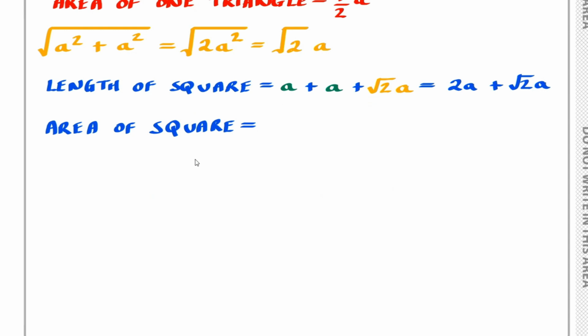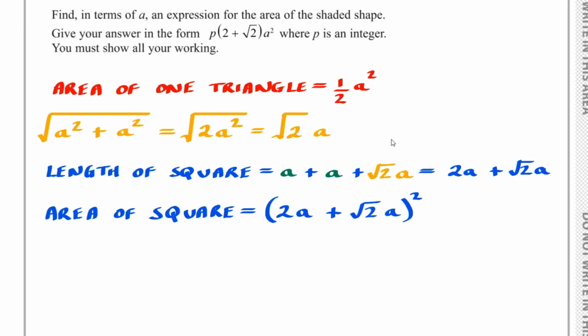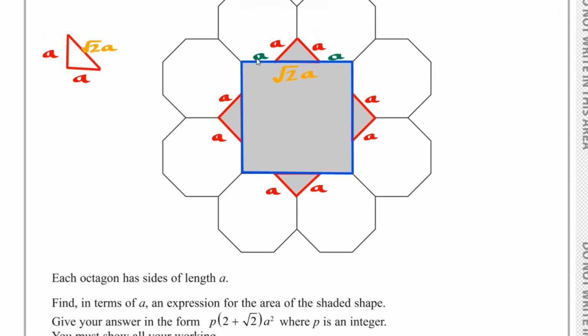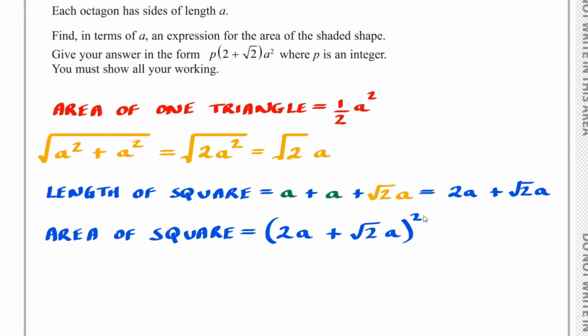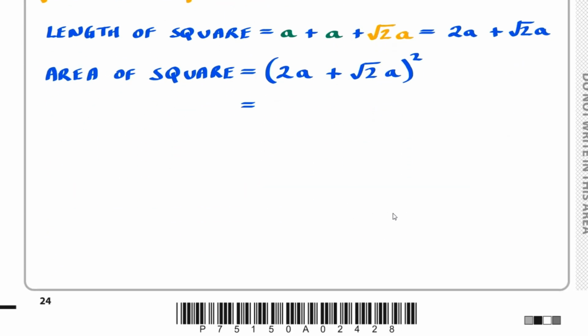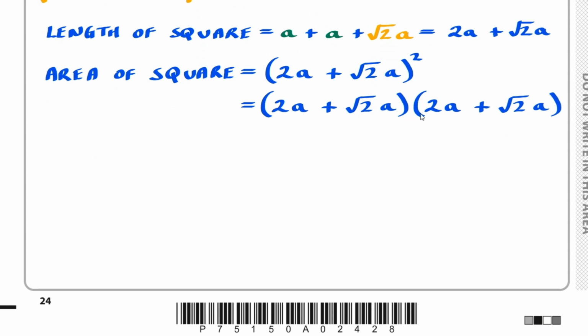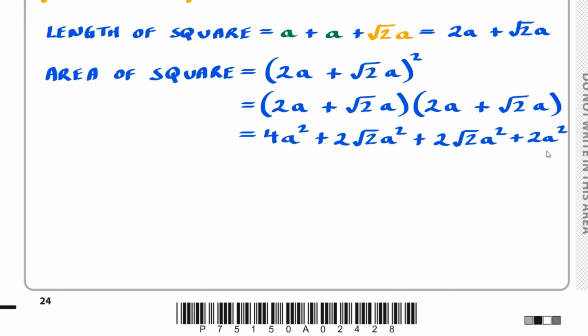So the area of the square, that's equal to 2a plus root 2a squared. So I know the full length, which is 2a plus root 2a, and I'm squaring all that to find the area of the square. So that's equal to 2a plus root 2a multiplied by itself. Now if I expand this out, 2a times 2a is 4a squared, 2a times root 2a is 2 root 2a squared, root 2a times 2a is 2 root 2a squared, root 2a times root 2a is 2a squared, and adding all this up, we end up with 6a squared plus 4 root 2a squared.